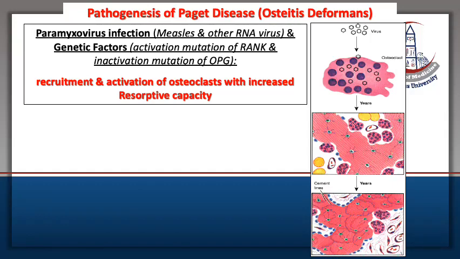OPG is inhibitory for the RANK receptor of the osteoclast. So RANK is now highly stimulated without the presence of the regulatory factor that normally regulates RANK activity, resulting in overactivation of osteoclasts that will begin the battle of resorption and reactive activation of osteoblasts, laying down a mosaic, brittle, weak bone.